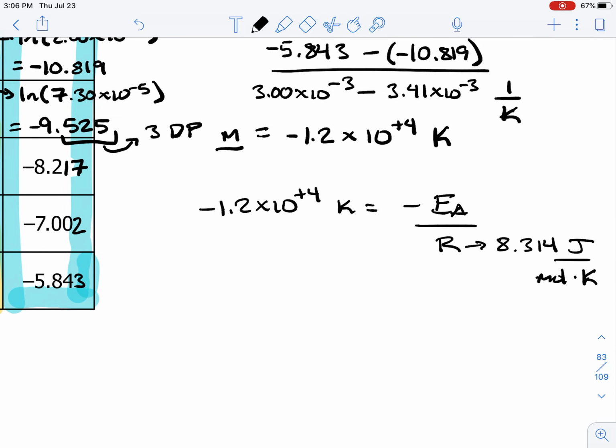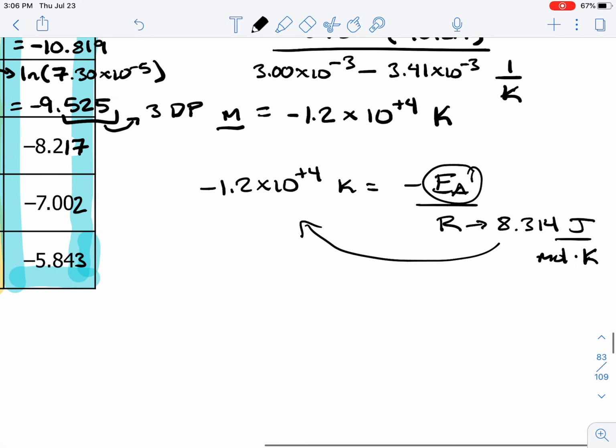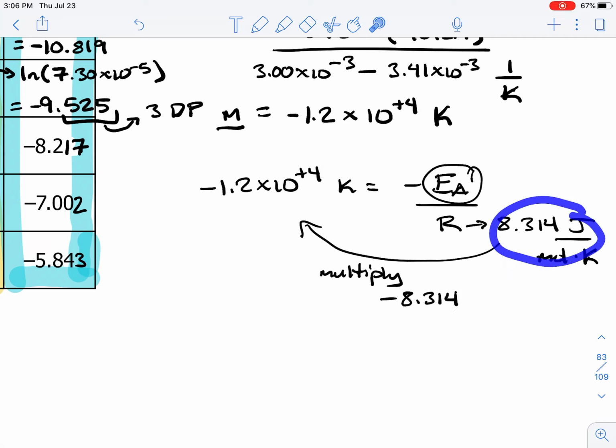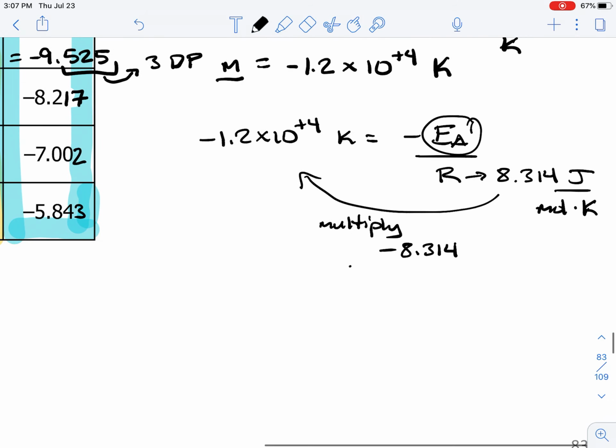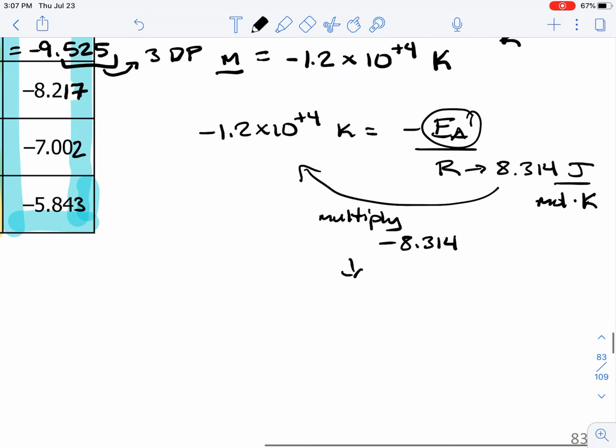And so what I'm going to do is solve for Ea by multiplying it over to the other side. And I'll do this in one go. So I'm going to multiply negative 8.314, so that way I can hit two birds with one stone. I can cancel this and I can cancel the negative, making Ea positive. And so what I'll get is positive 1.0 times 10 to the positive 5.